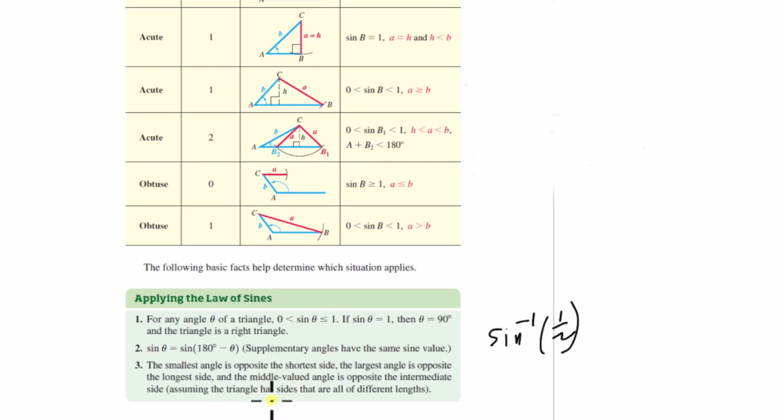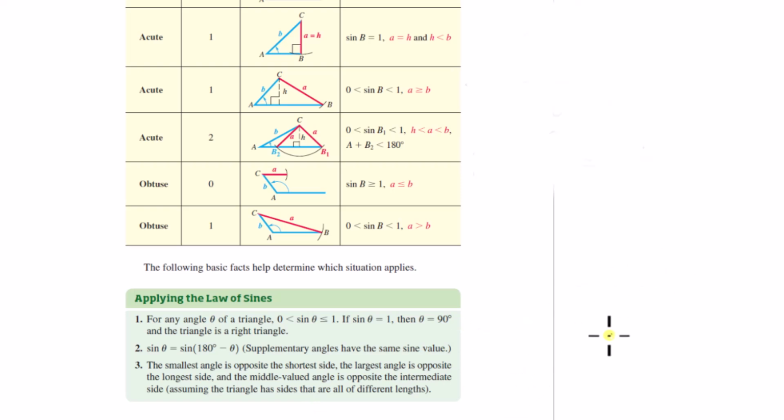Okay, now this third point is pretty interesting, and this is really helpful for analyzing triangles. The smallest angle in a triangle is opposite the shortest side. The largest angle is opposite the longest side, and the middle valued angle is opposite the intermediate side, assuming you have a triangle with different angles and different side lengths.